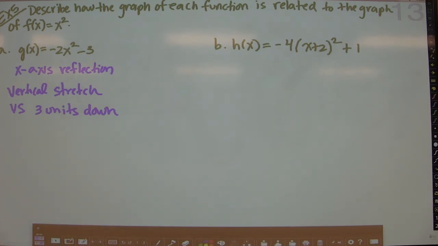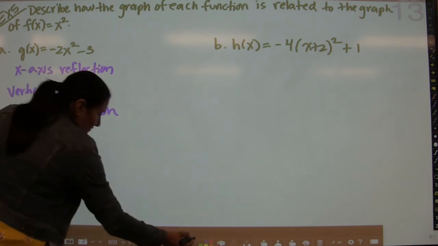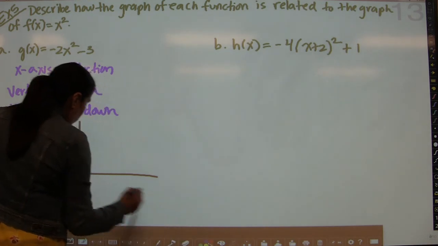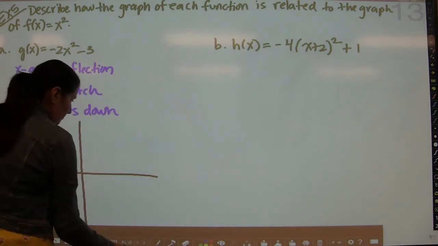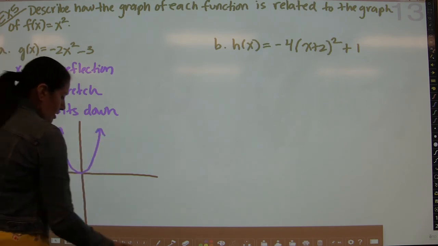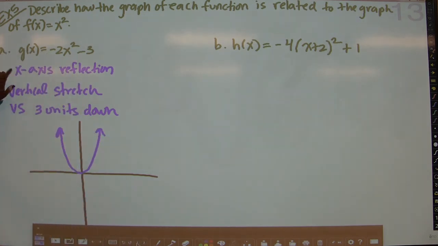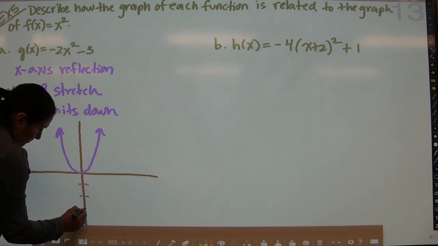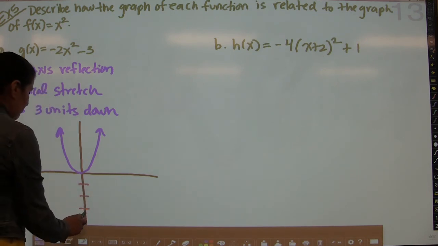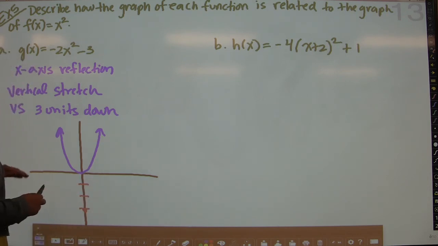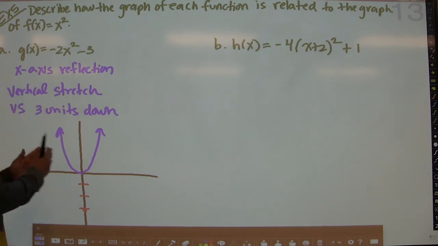So I'm going to go ahead and graph this really quickly for you. Again, we want to start with our parent graph. And there we go. And then we have an x-axis reflection that will be upside down, a vertical stretch, and shifted 3 units down. So we want to go 1, 2, 3, shifted 3 units down. So we're going to have a vertex here. And instead of it opening up, it's going to open down. But not only that, a vertical stretch is going to be a lot tighter to the y-axis.